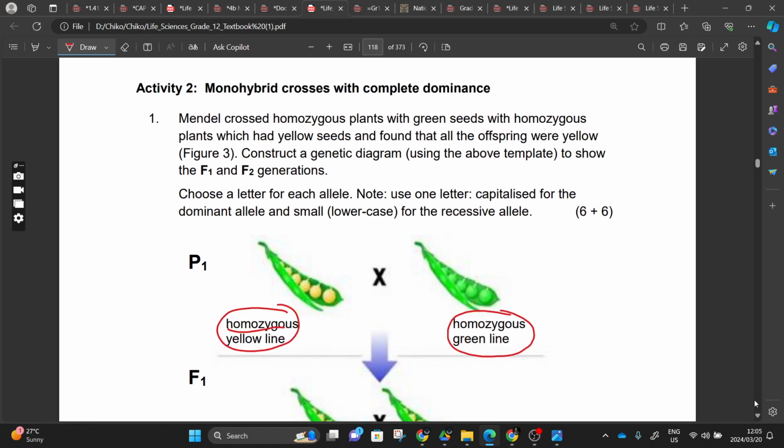Mendel crossed a homozygous plant with green seeds with a homozygous plant that had yellow seeds and found out that all offspring were yellow. Okay, all offspring were yellow. Construct a genetic diagram to show the F1 and F2 generations. Choose a letter. You see here they are giving us an option to choose a letter. Use one letter, capitalized for the dominant and lowercase for the recessive.